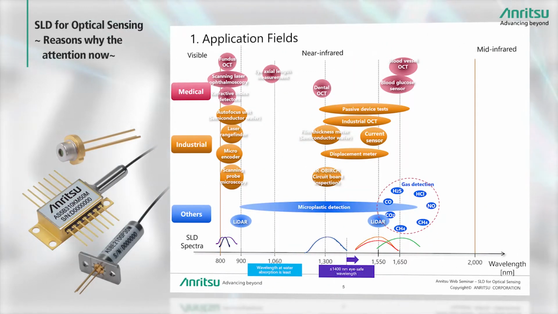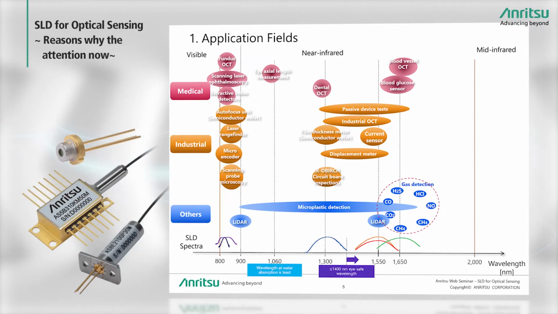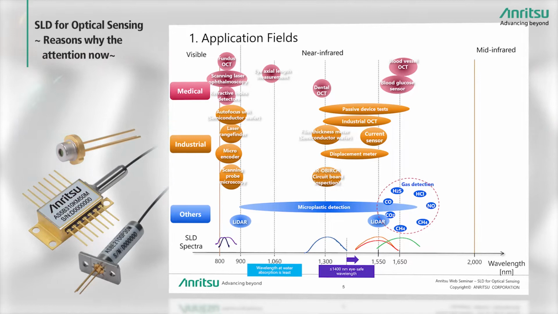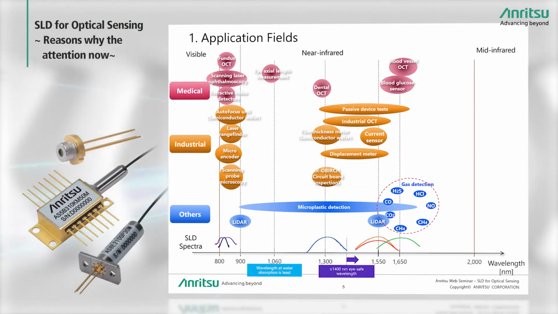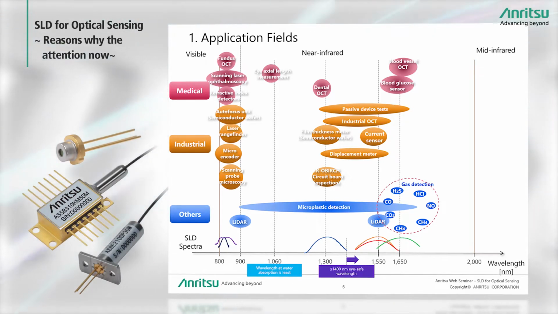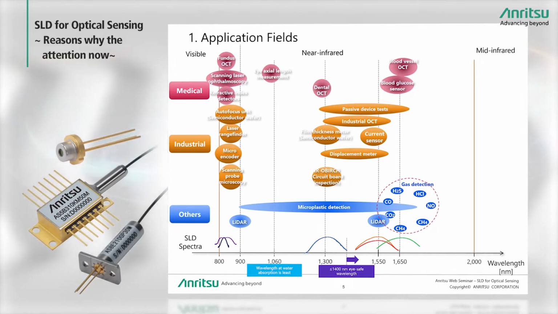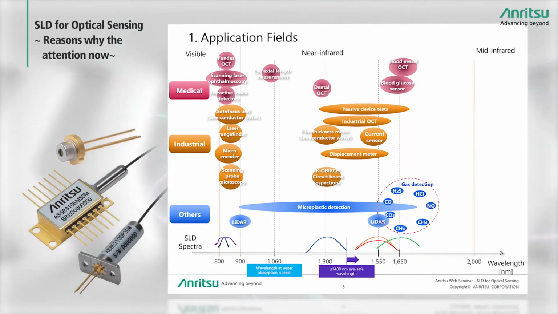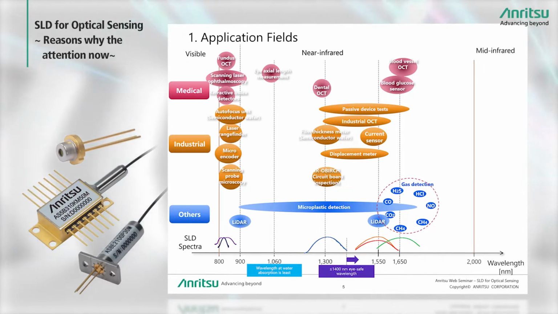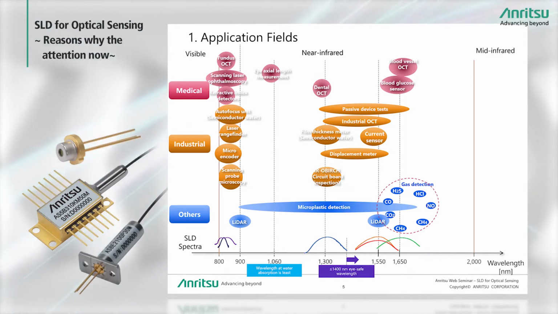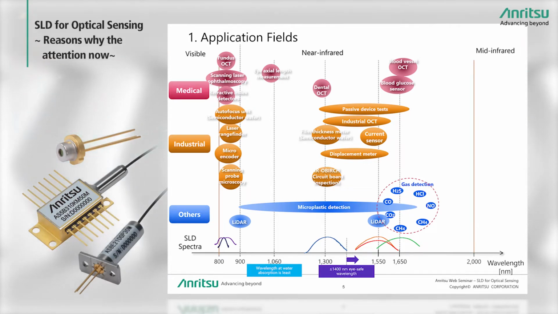Here is a simple graphic explaining the usage fields for SLD. The horizontal axis indicates wavelength from 800 nanometers to the near infrared at 2000 nanometers. Wavelengths shorter than 800 nanometers are visible to the human eye. Wavelengths longer than 2000 nanometers, and strictly speaking above 2500 nanometers, are called the mid-infrared. The near-infrared region is split into three application fields. The red ovals in the graphic indicate medical applications, orange indicate industrial applications, and blue is everything else.